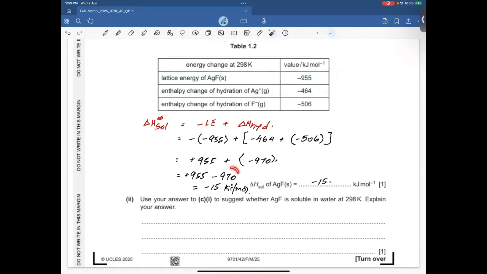So the magnitude of hydration is greater than the lattice energy, which is why solution is exothermic. And if solution is exothermic, the compound is soluble, which means silver fluoride is soluble in water. And that's the next part, exactly at 298 Kelvin. Use your answer to C1 to suggest whether silver fluoride is soluble in water at 298 Kelvin. Explain your answer. We have 1 mark. So let's talk about this.